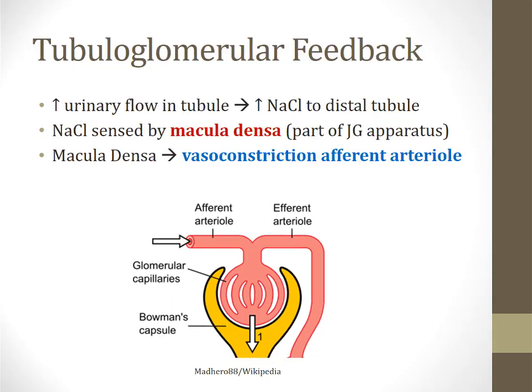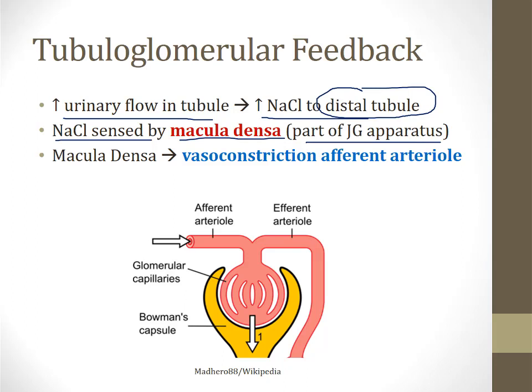Tubuloglomerular feedback refers to the fact that anytime the GFR goes up, there's more urinary flow in the tubule. And since there's always sodium chloride in tubular fluid, this means more sodium chloride will be delivered to the distal tubule. In the distal tubule, there is a structure called the macula densa, which is part of the JG apparatus, and it senses the increased sodium delivery, and it responds by telling the afferent arteriole to vasoconstrict.